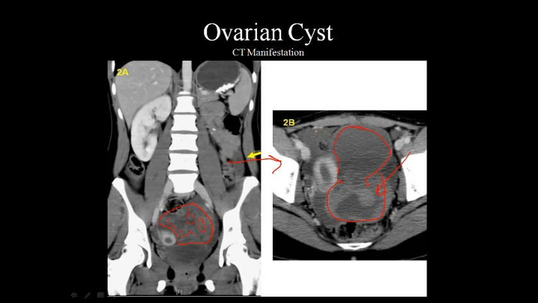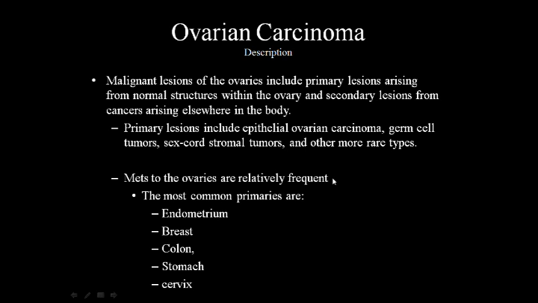Really don't know what this may be, and it's even questionable whether this is malignant or benign, due to the fact that there seems to be contrast enhancement going on. So that brings us to ovarian carcinomas. They're malignant lesions of the ovary, which include primary lesions arising from normal structures within the ovary and secondary lesions from cancers arising elsewhere in the body.